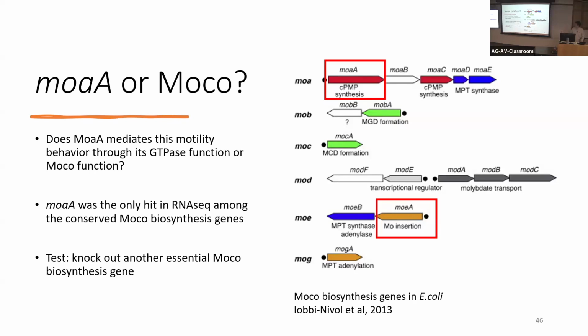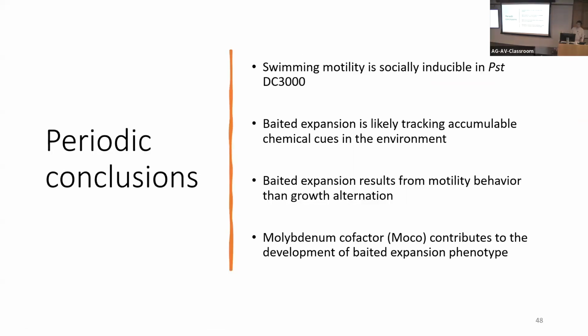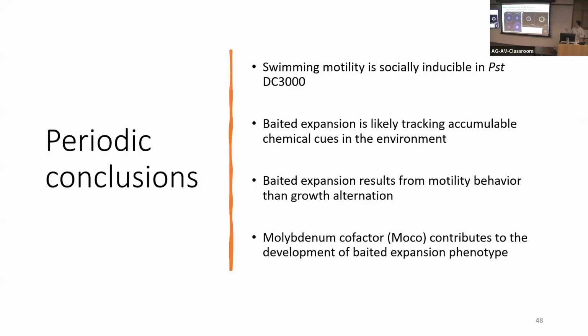So we looked into what's in the MoCo biosynthesis, and these are the MoCo biosynthesis genes in E. coli, and we picked another essential gene for this biosynthesis function. We picked the MOA, which is the last step of MoCo assembly, where it inserts the molybdenum into the cofactor complex. And we did the genetic thing again by knocking it out. And again, we were able to see this phenotype or this behavior disappeared when we knocked it out and came back when we overexpressed it. So great. Now we know MoCo is our guy instead of just MoA.